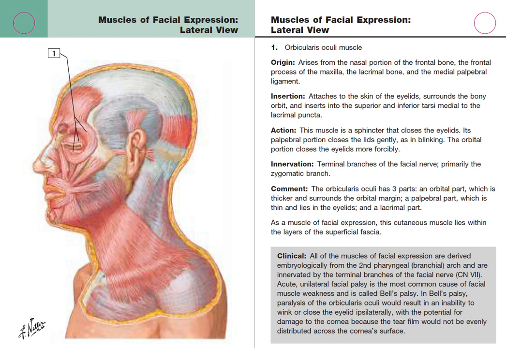All of the muscles of facial expression are derived embryologically from the second pharyngeal, also known as the branchial arch, and are innervated by terminal branches of the facial nerve, also known as cranial nerve 7. So again, all muscles of facial expression are from the second pharyngeal or branchial arch.